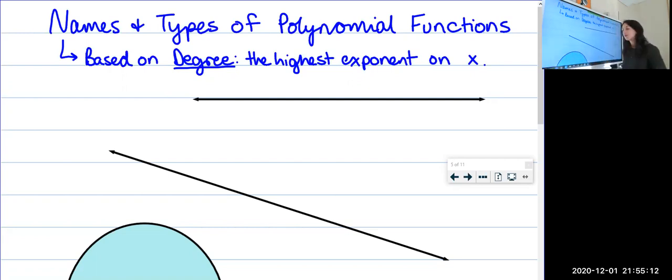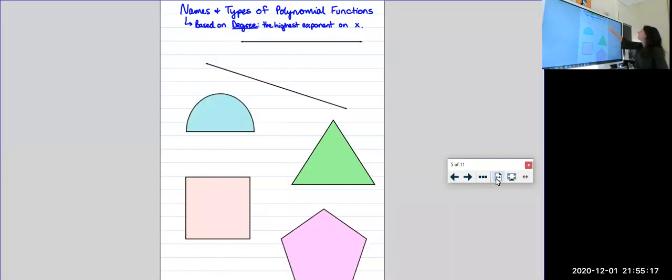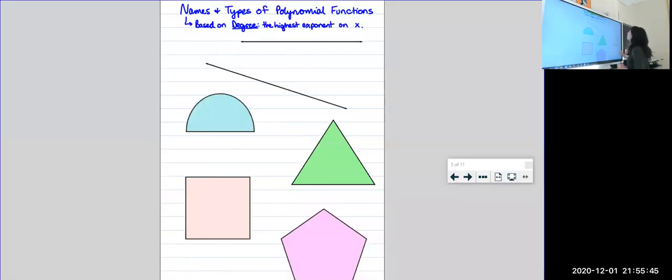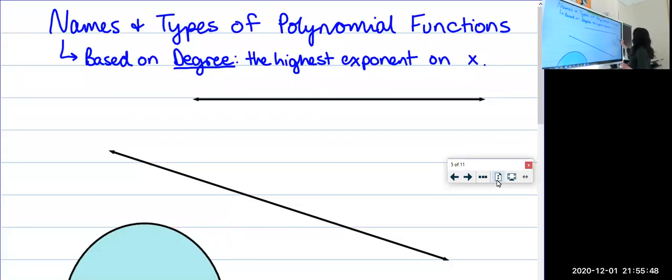So we're going to start off with some pictures because I like to do things in pictures. So we've got a horizontal line, a diagonal line, a semicircle, a triangle, a square, and a pentagon. And we're going to use each of these to hopefully lock in the name, degree, and standard form for these big 6 polynomial functions. So we're going to start off with this horizontal line.